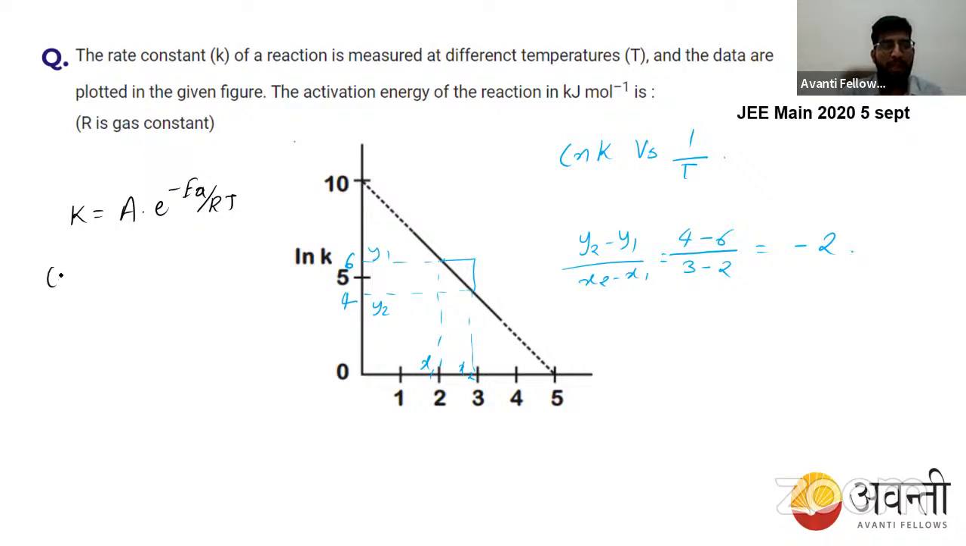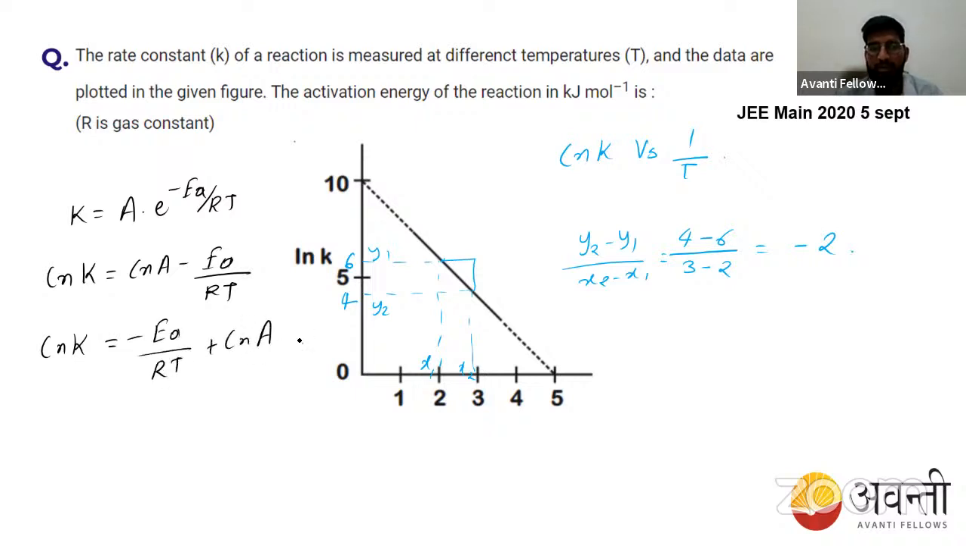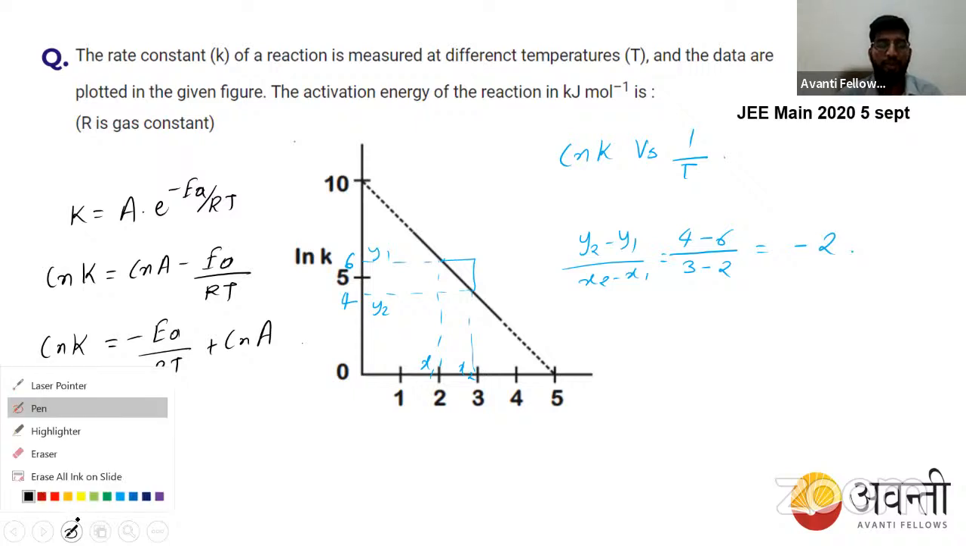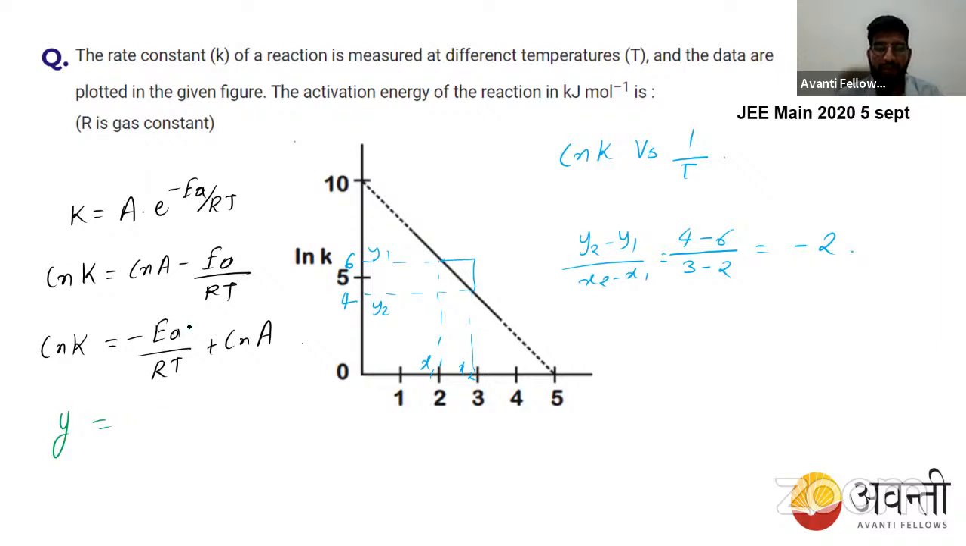So if I apply natural log, natural log of K is equal to natural log of A minus Ea by RT. Okay, and if I shuffle this equation a little bit, natural log of K is equal to minus Ea by R times 1 by T plus natural log of A. So this is our equation. I can say y is equal to mx plus c, where this is my m, and 1 by T is my x.